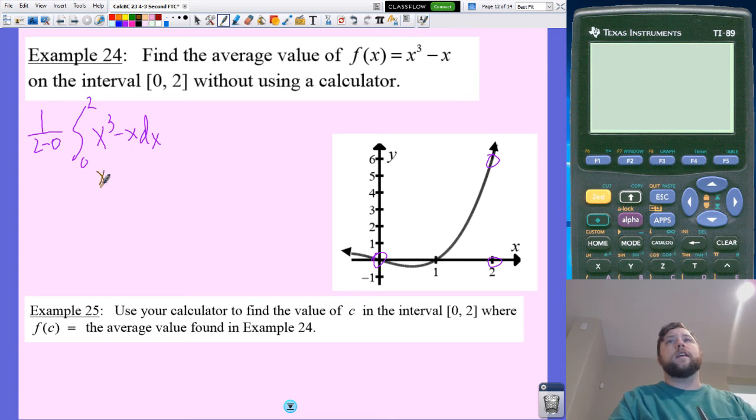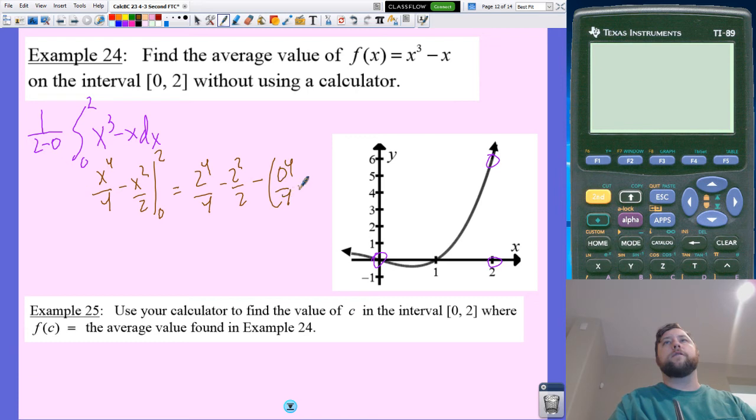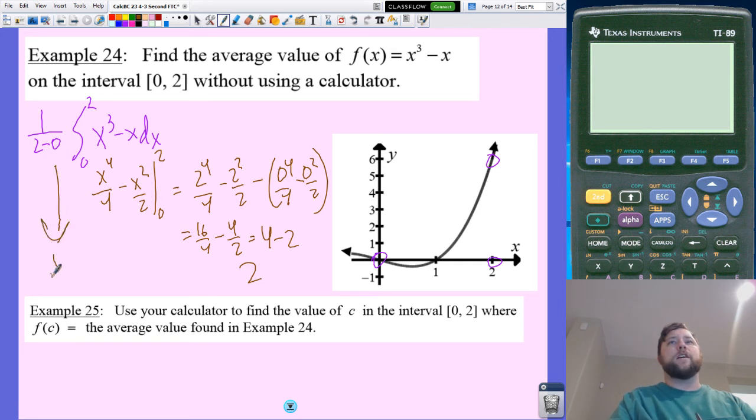So integrating this, I get x to the 4th over 4 minus x squared over 2, from 0 to 2. Doing the math, that's 2 to the 4th over 4 minus 2 squared over 2, and minus plugging in 0, 0 to the 4th over 4 minus 0 squared over 2. That just goes to 0. 2 to the 4th is 16 over 4 minus 4 over 2, which is 4 minus 2, just 2. But don't forget this 1/2. So dropping that down, I get 1/2 times 2. So my answer is 1.